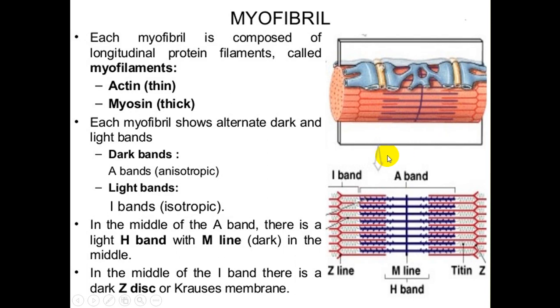And during contraction, when the actin protein slides over the myosin protein, the H-band decreases and the I-band decreases, but there is no change in the width of the A-band.